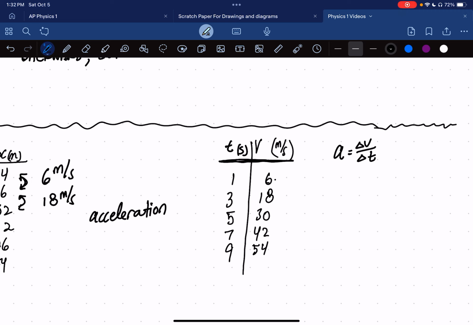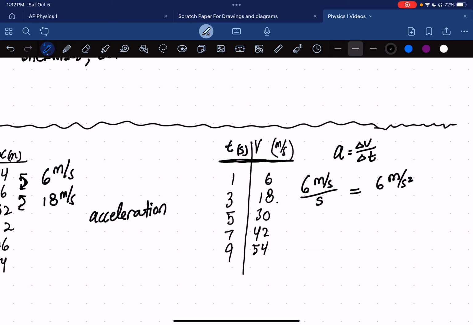Okay. 18 minus 6 is 12. 3 minus 1 would be 2. So again, this would be 6. Now it's 6 meters per second of change every second, but we don't write it like that. We write it as 6 meters per second squared.